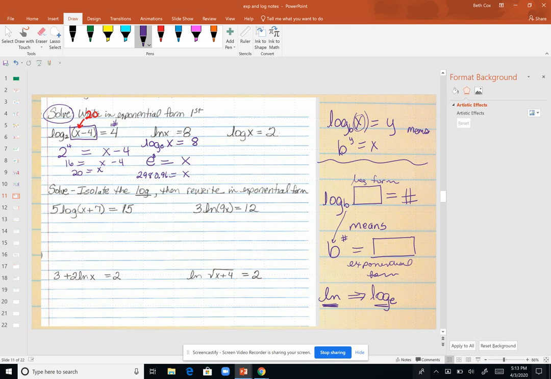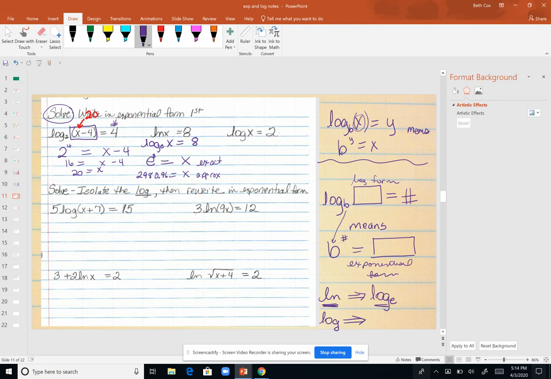2,980.96 to be exact. This is the exact, and this is the approximate. So just remember that. All right, this next example uses a plain log, and I talked to you about that one already in a couple of videos ago.